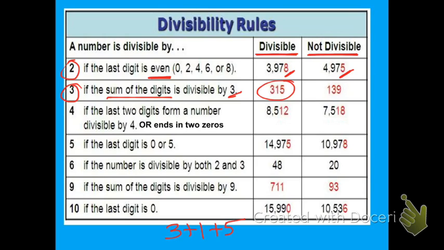So if I add that up, 3 plus 1 is 4, plus 5 is 9. So if I add 3 plus 1 plus 5, I'm going to get the number 9. So that means that 3 divides evenly into the number 9. Y'all all know that, right? That's an easy one. So then that means also that 3 divides evenly into 315, or 315 is divisible by 3.